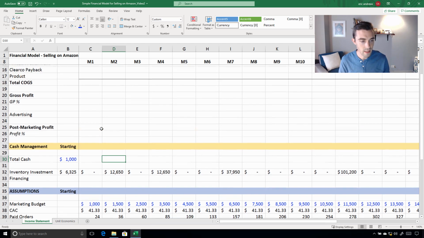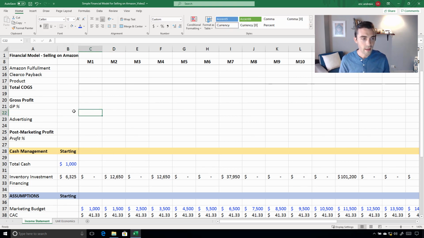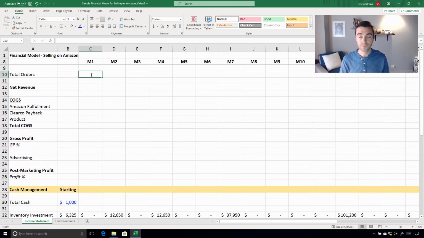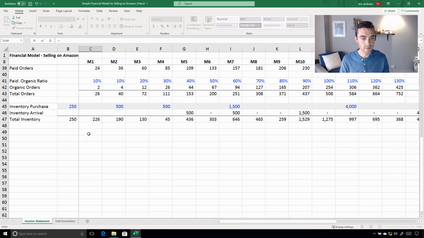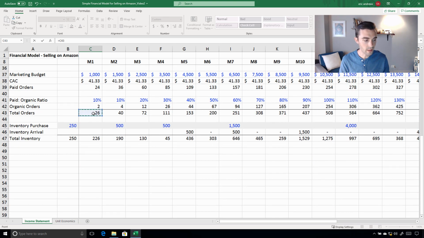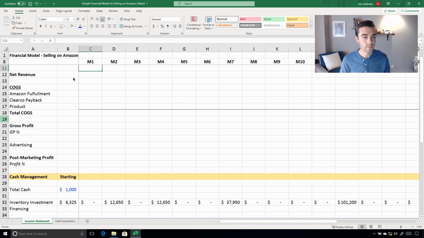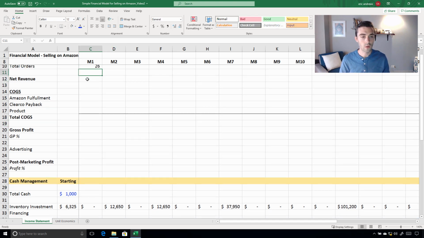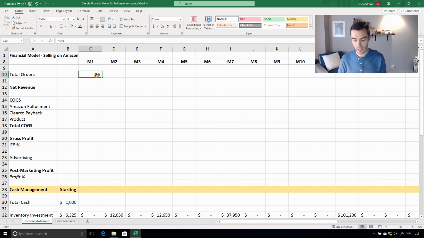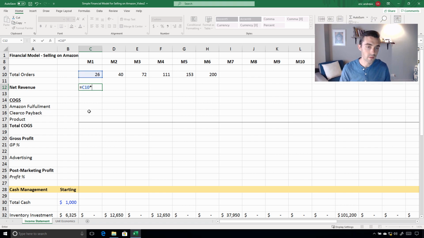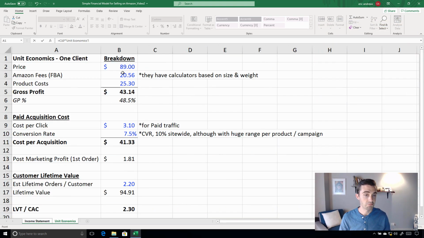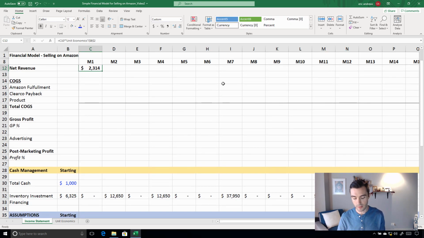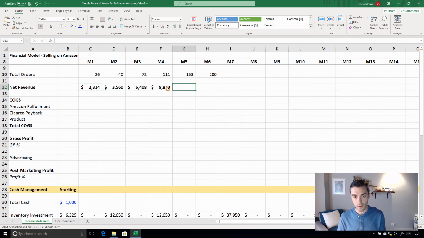Okay, so let's keep cruising up to the top and start calculating. So total orders, we already know what that is. We calculated it here. So we've got our total orders, and we can just kind of copy that over. And then you've got net revenue. So that's just your orders times your price. Lock the cell. Now we know what our sales are. Okay, and that's great. So let's take it to month 6.